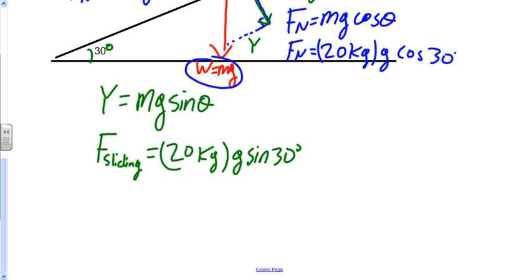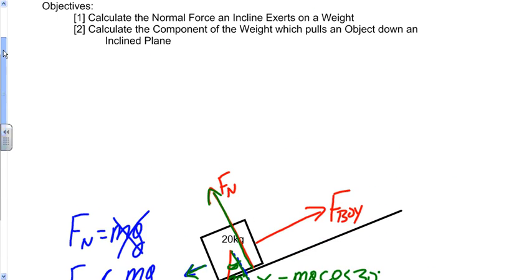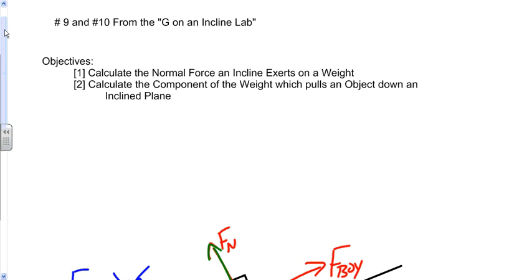All right, well, again, looking back at our objectives, calculate the normal force an incline exerts on a weight. We did that, remember, Fn equals mg cosine 30 degrees. And we also calculated the component of the weight which pulls an object down an inclined plane. That's force equals mg sine of theta.